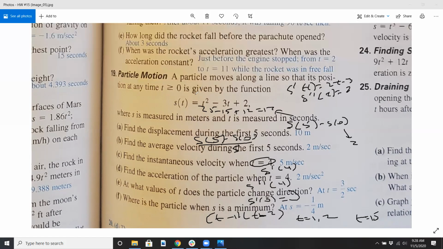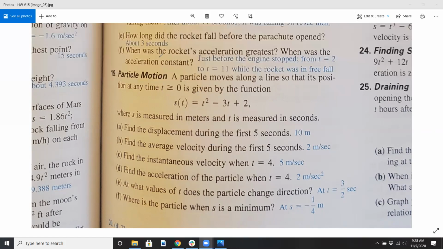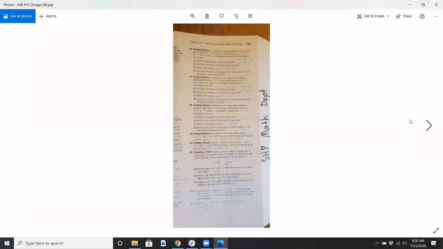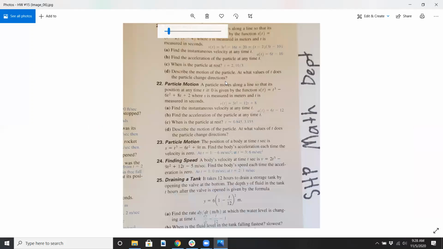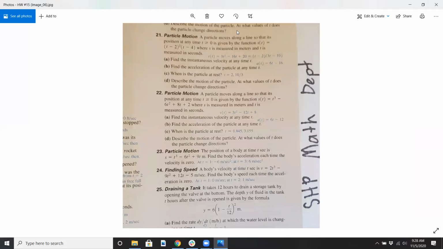So that's a great problem too. I like 19 a lot. Might be something I would probably add to our exam, what we have later. And then of course, 21 and 23 are kind of the same thing.